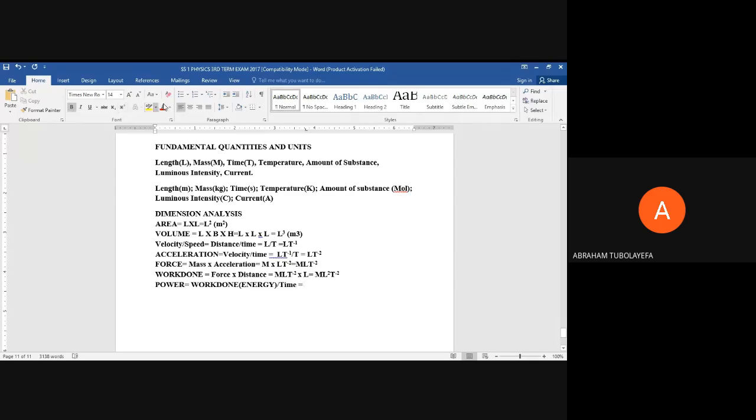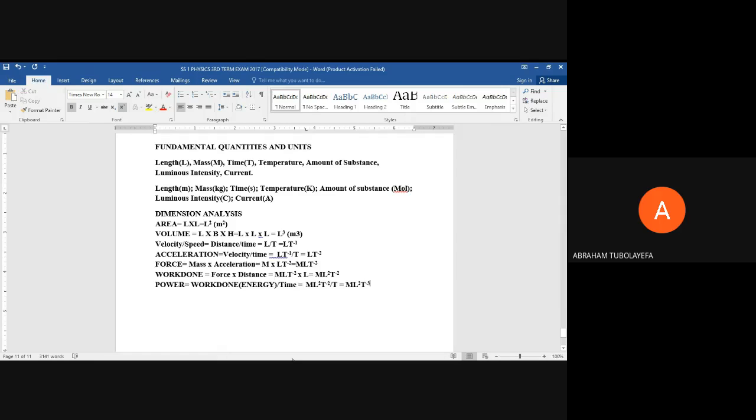And we have already gotten the dimension for work done here as ML squared T to the power of minus 2. Once we divide this by T, that will be ML squared T to the power of minus 3. I hope you understand. That's how you calculate the dimensions for anything.